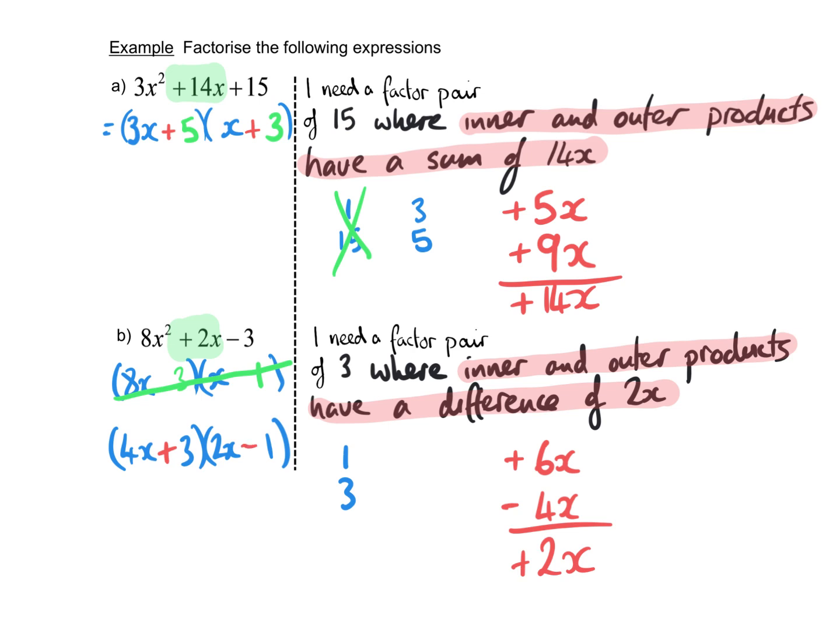And that's basically how we factorise these harder trinomials. There is a bit of trial and error, there is a little bit of extra work, and you need to really keep going back and checking your inner and outer product against this sentence. That's why it's so important that we get into the habit of writing that sentence out every time.